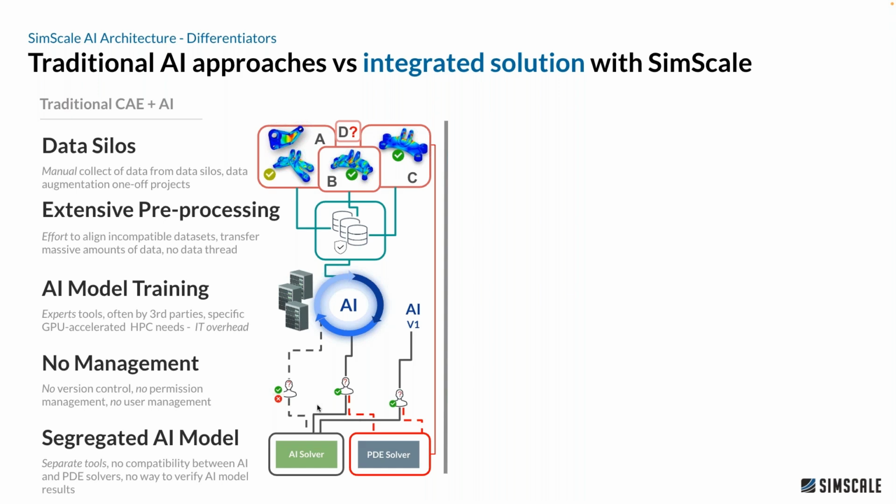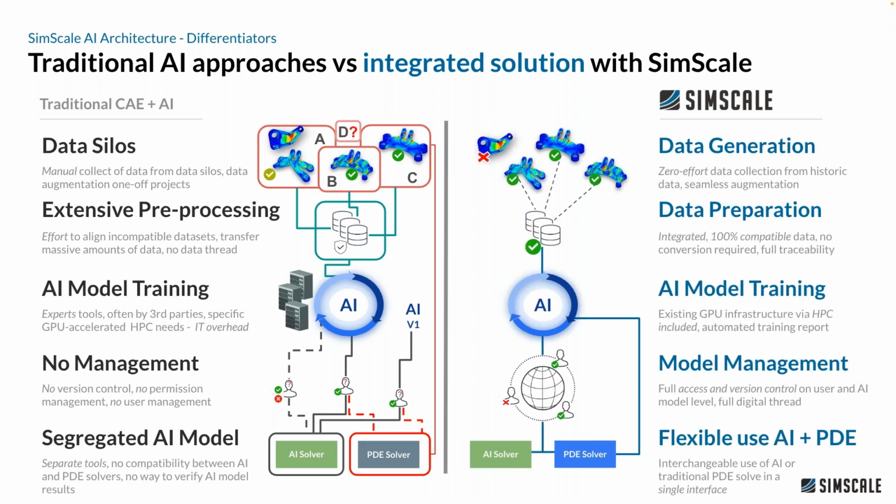But with SimScale, you can avoid them because you already have the simulation data in the same account, which needs no pre-processing or less pre-processing, because we have the simulation data with the inputs and the results available for the users. The user can train the data from their SimScale account directly and start predicting. And in case you want to verify, you can directly switch between an AI solver and a partial differential equation solver and verify that within the same platform itself.